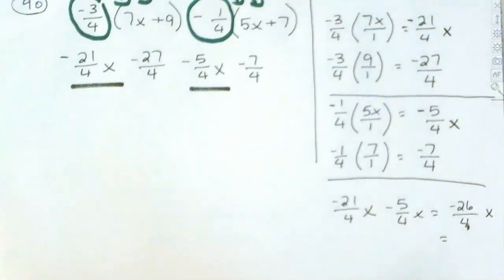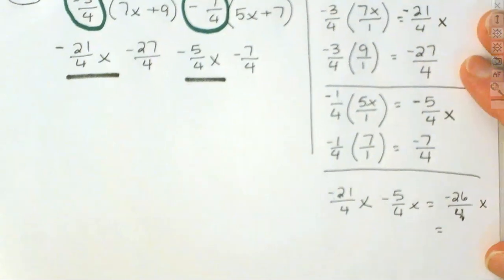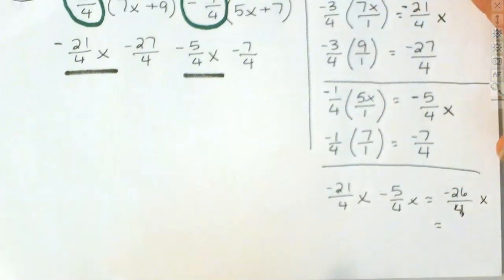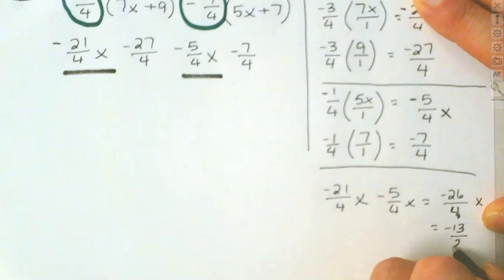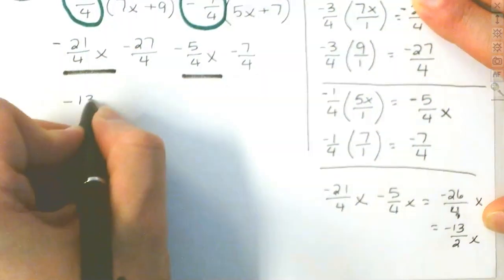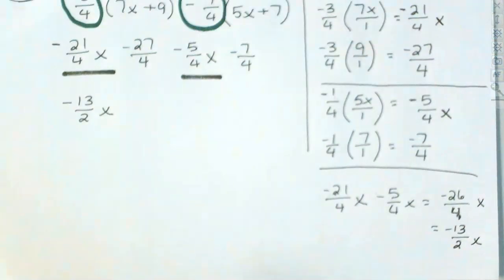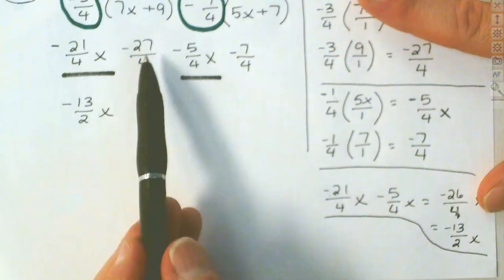And now we want to reduce it down if we can. So in this case we can, right, because those went together. That gave you minus 26. What about minus 26 over 4? Can that be reduced down? Yes, because these are both even numbers. They both have a 2 in common, so that's going to reduce down to a minus 13 over 2x. Is everyone all right with that so far? Just combine them together.